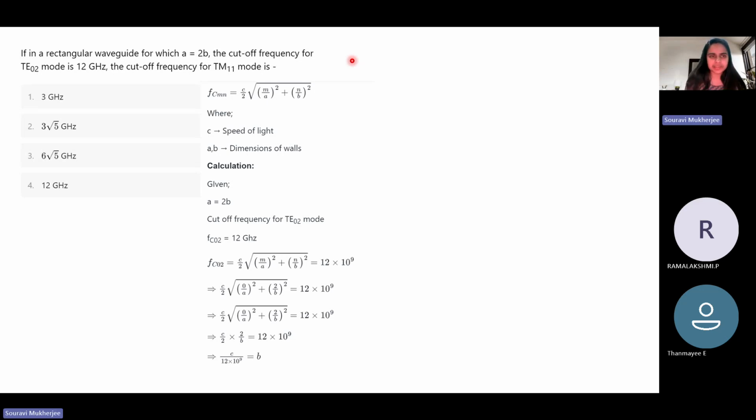I think these are the typical type of questions that come in assignments, like what I've seen in the last couple of years. So just getting used to the equations.